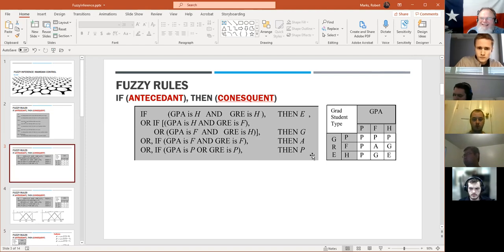Now notice we can lay these rules out in what is called a rule matrix. We have over here a GPA of poor, fair, and high. We have a GRE here of poor, fair, and high. And each pair of these is an antecedent. So we have a total of nine possible antecedents, if you will, if we look at all of them directly.